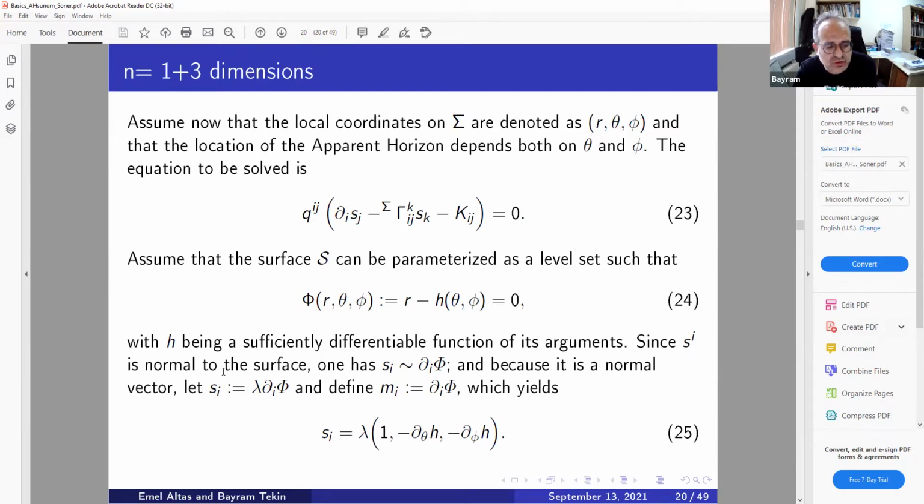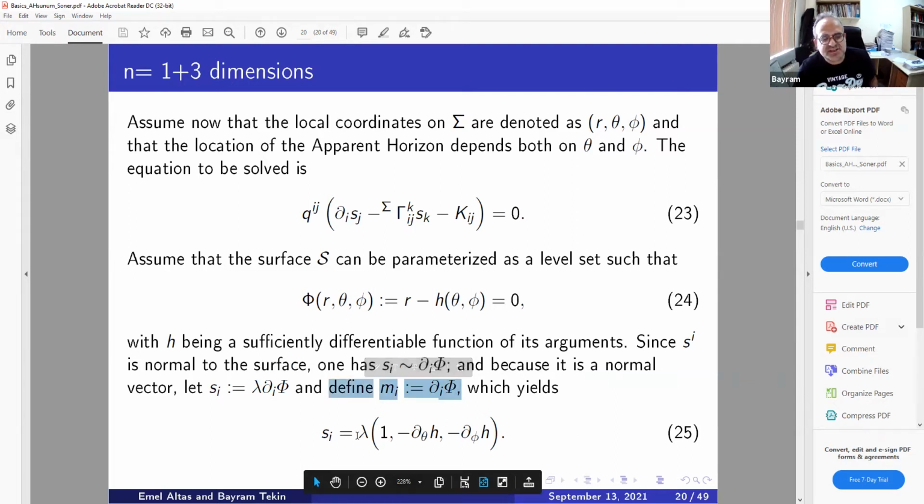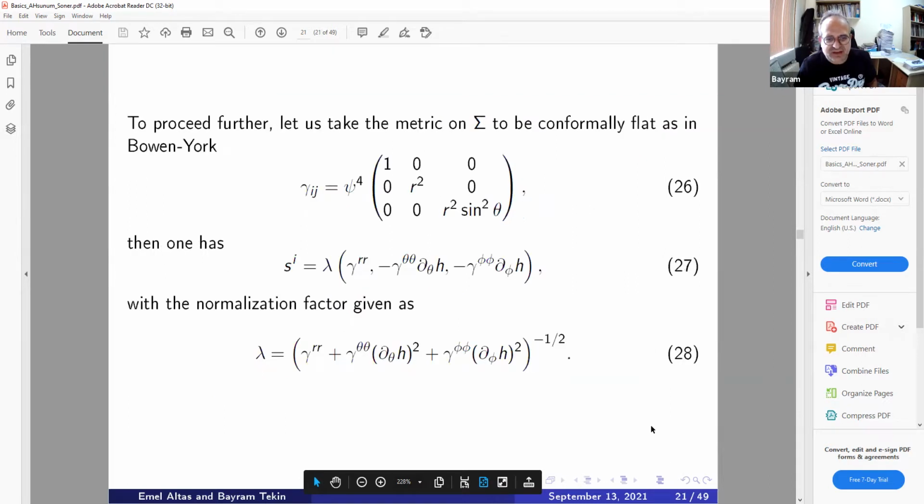Since psi is normal to the surface, one has psi as the gradient of phi, and because it's a normal vector, we put a lambda in front of it, and we define m to be just the gradient, which essentially yields psi in the form of 25. Now, at this stage, we have to make some simplifying assumptions. Otherwise, things get really complicated.